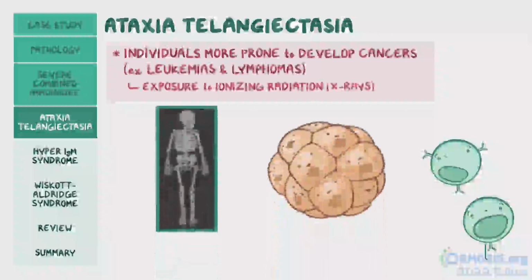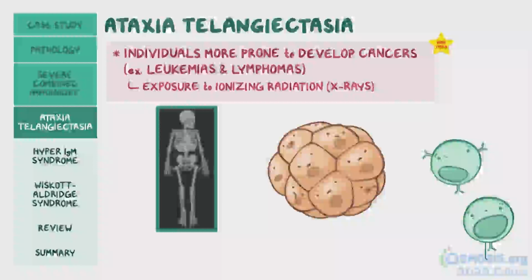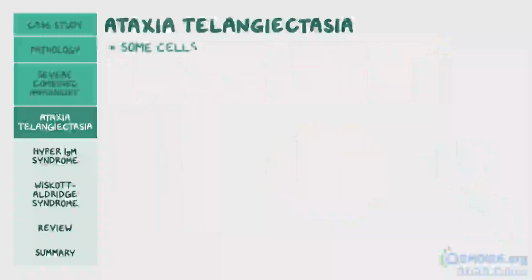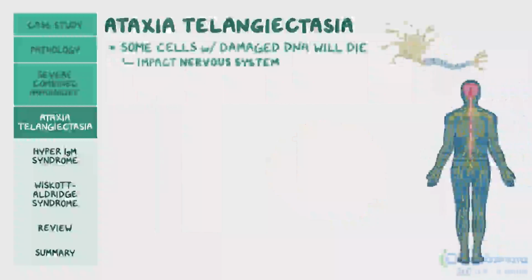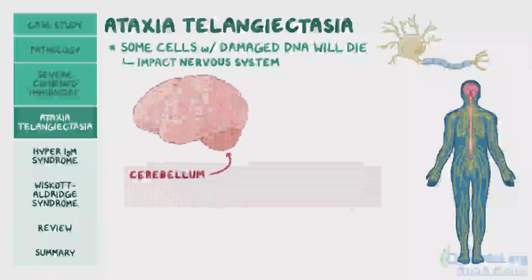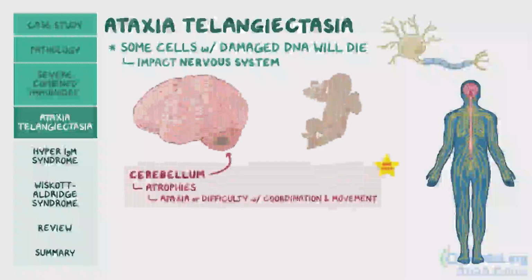And that right there is a high-yield fact. Now, some cells with damaged DNA will simply die, and this can especially impact the nervous system. When the cerebellum's affected, which is the part of the brain that coordinates movement, it atrophies, leading to ataxia or difficulty with coordination and movement.